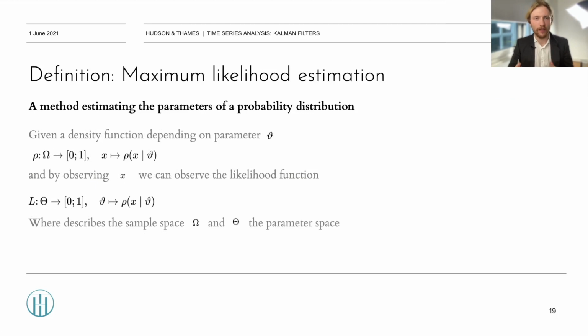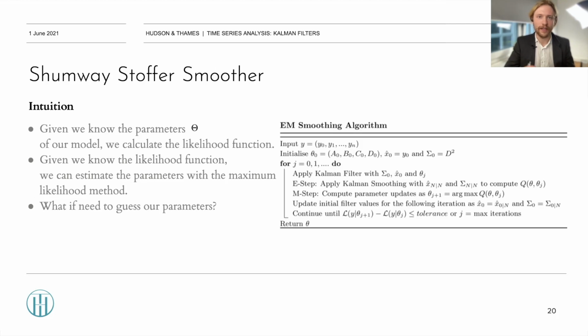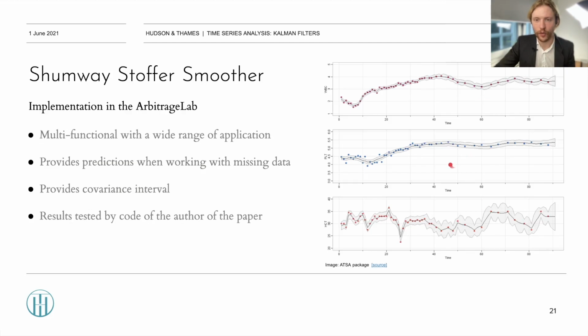So what is the maximum likelihood estimation? In the previous example, I was talking about a runner and the results being Gaussian distributed. In this case, the parameters of the Gaussian distribution were known. But what if you don't know the parameters? In this case, you're trying to optimize the parameters of the distribution by observing your sample data. Some parameters of the Kalman filter might not be clear, so you're trying to use the EM algorithm to find the optimal values for those parameters. So let's give an example of the Shumway Stoffer smoother. Here we have blood data and some missing values. The Shumway Stoffer smoother interpolates the data and provides a covariance interval.